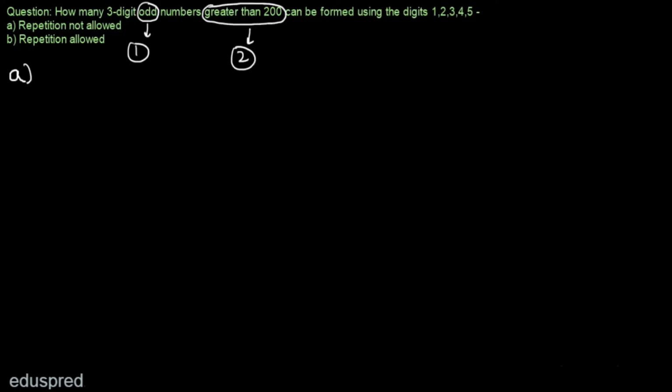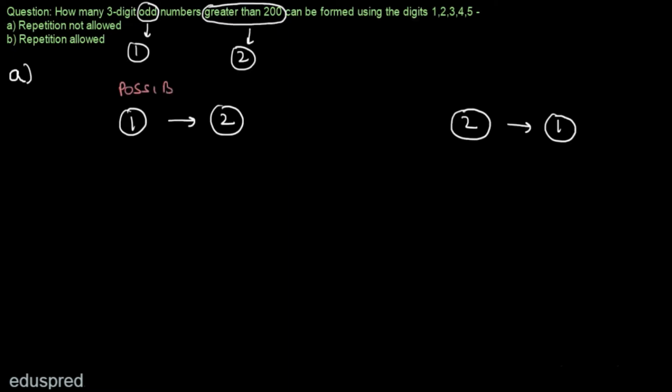So there are two possibilities here. The possibility one is that we start with the first condition and then we take into account the second condition. And the second possibility is that we start with the second condition and then we take into account the first condition. So this is possibility 1 and this is possibility 2. So let's try both these possibilities. So first of all, let's start with the possibility 1.